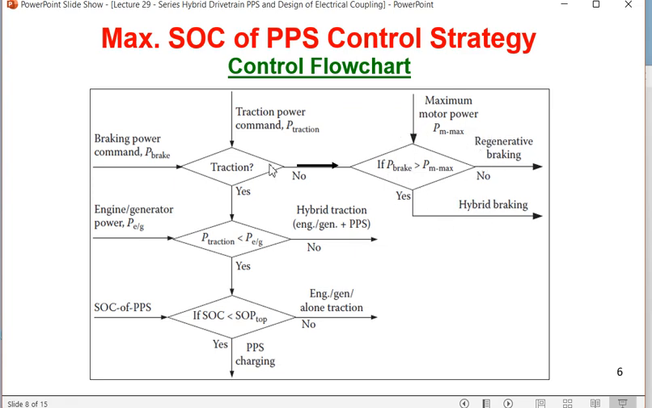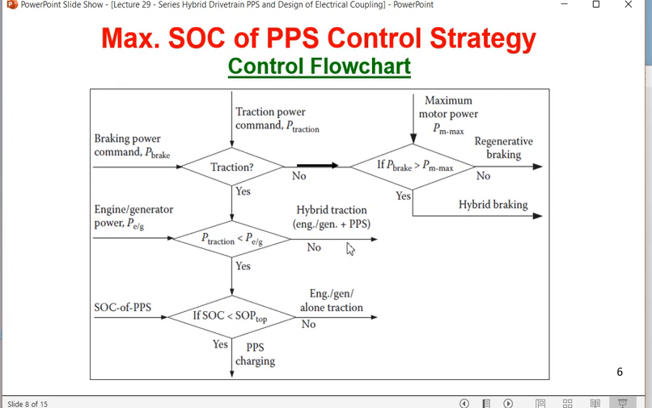If the traction is yes, then we have to see the engine generator power PE/G and P traction. P traction is nothing but P command, so whatever is the commanded power, if it is less than the engine power, that means this is case B. And if it is no, that means traction power, that is commanded power, is greater than the engine power.